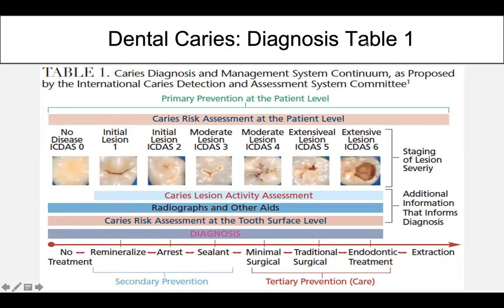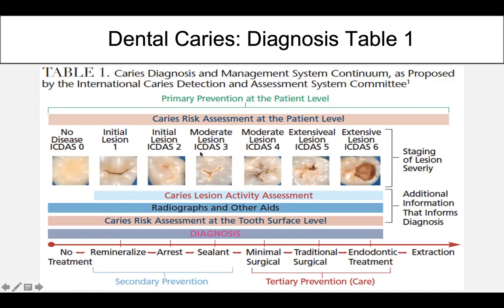Okay, so dental caries diagnosis table 1. This is the caries diagnosis and management system continuum as proposed by the International Caries Detection and Assessment System Committee. Primary prevention at the patient level. We see no disease, initial lesion type 1, initial lesion type 2, moderate lesion type 3, moderate lesion type 4, extensive lesion type 5, extensive lesion 6. So this is the staging of lesion severity.